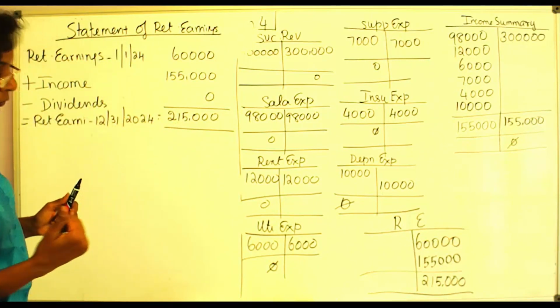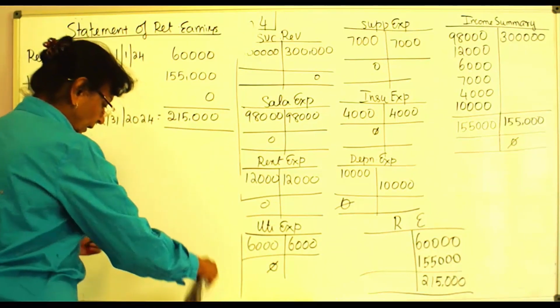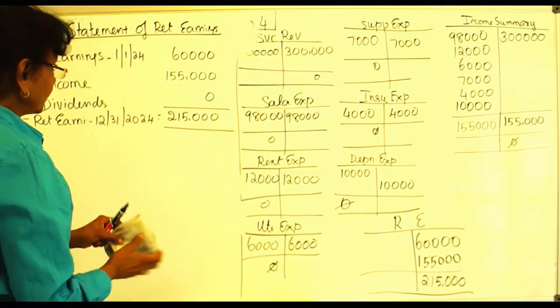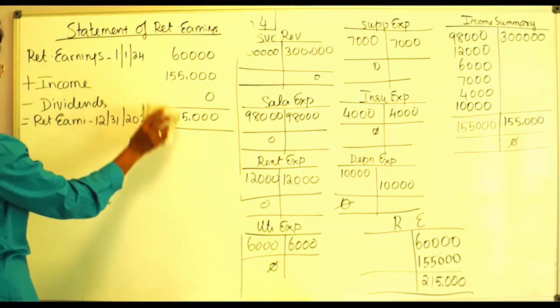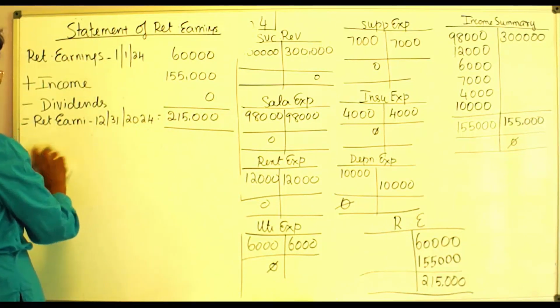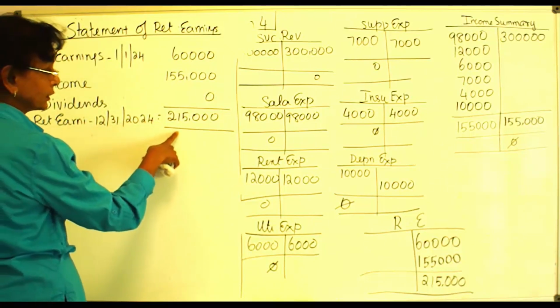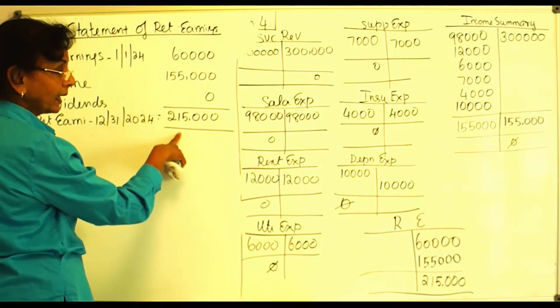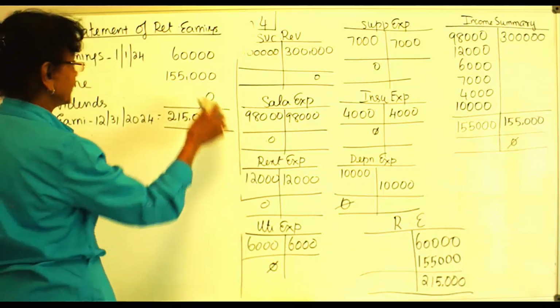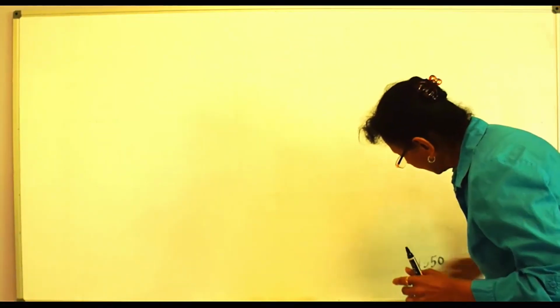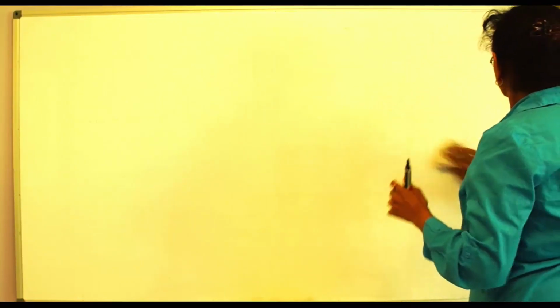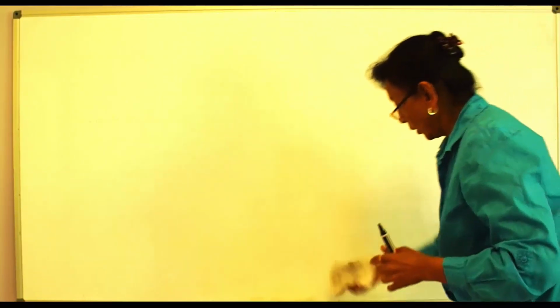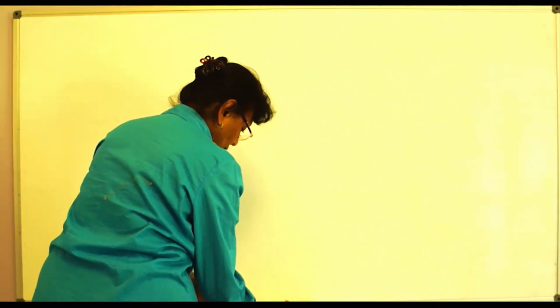Next, we are going to do the balance sheet. And again, I'm going to erase the board because we need some space to do the balance sheet. Now you know the retained earnings balance is 215,000. This balance will be reported in the balance sheet. And in the balance sheet, we report all assets, liabilities, and owner's equity. Now we go to the balance sheet.